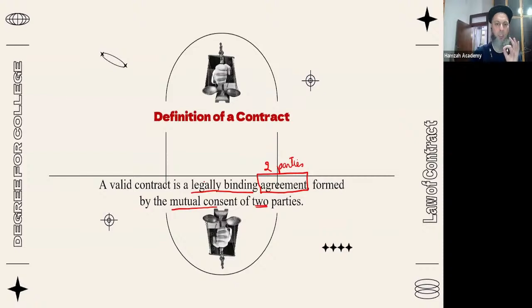Now, legally binding means once a contract is formed, both parties are bound. A contract creates an obligation on both parties. When they agree to do something, it creates an obligation that they both have to do what they have agreed upon. Now, if one party backs off or does not want to fulfill their part of the obligation, the other party can take them to the court.